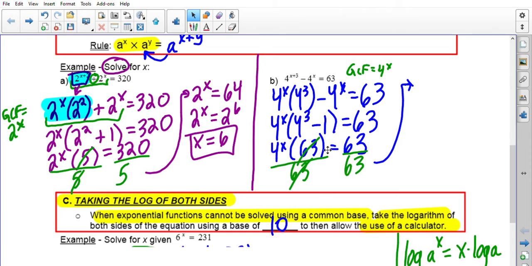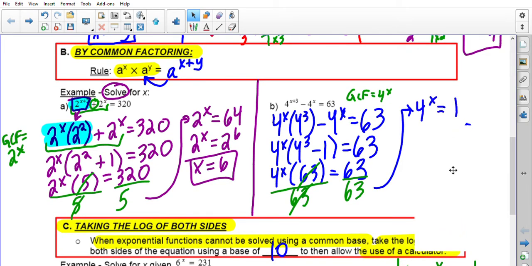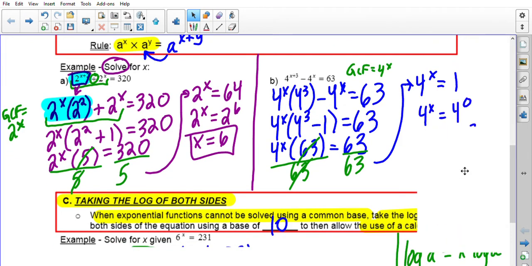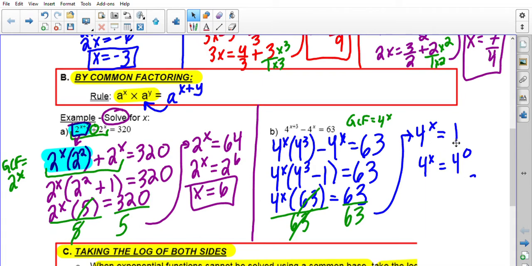So we're going to get 4 to the x equals 63 divided by 63, and that's 4 to the x equals 1. Okay. And if we wrote that as a common base, we know that the only way you can get 1 from an exponential or from a power is if you have a base raised to 0. So when we do a common base, 4 to the x equals 4 to the 0, so that means x equals 0.